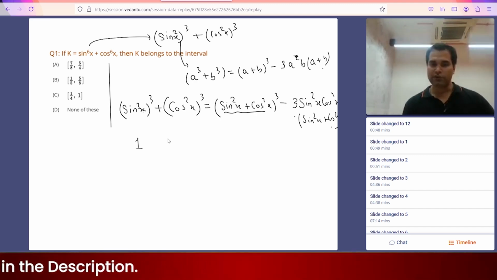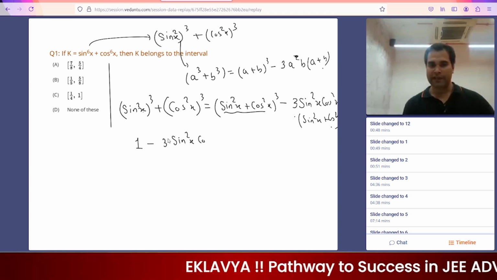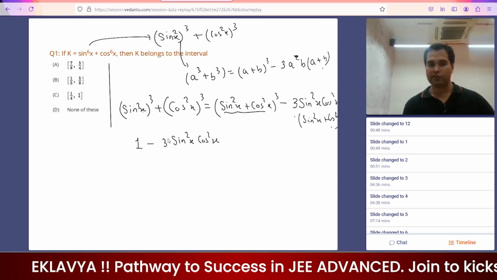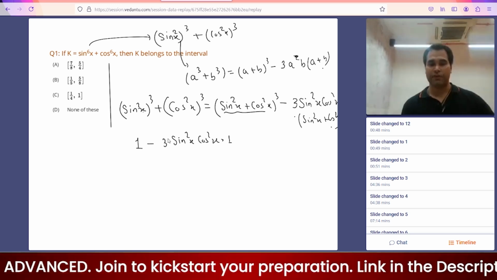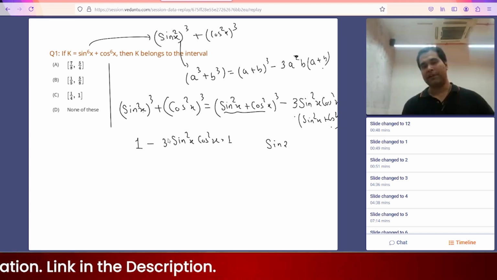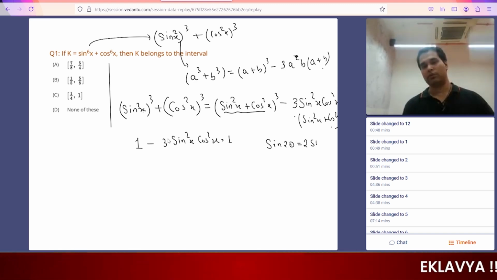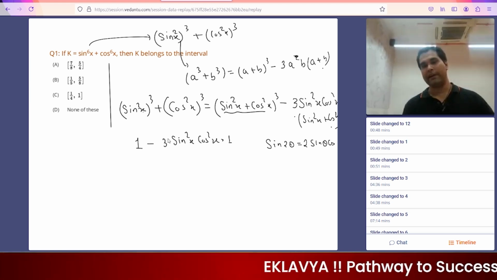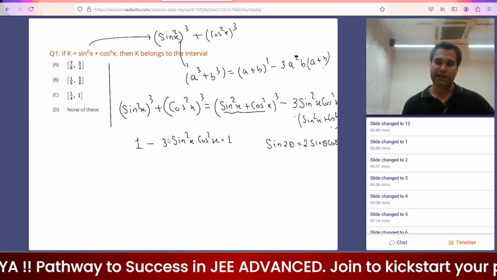Sin square x plus cos square x, this is 1, minus 3 times sin square x into cos square x, and again sin square x plus cos square x is 1. Now, as we know, the trigonometry double angle formula: sin 2 theta equals 2 sin theta into cos theta. Sin 2 theta equals 2 sin theta into cos theta.